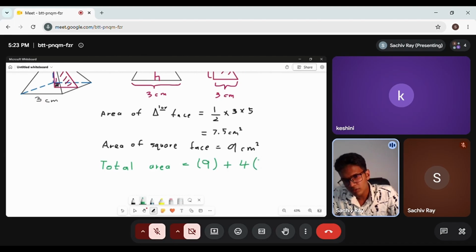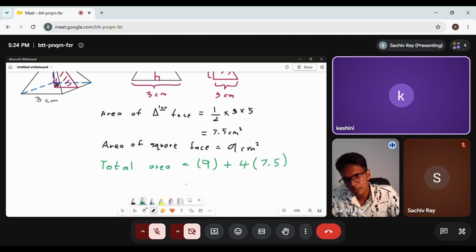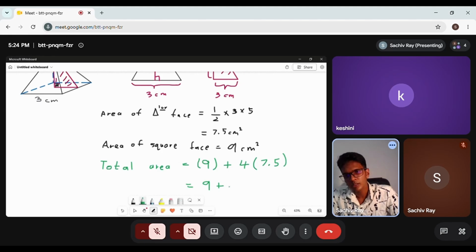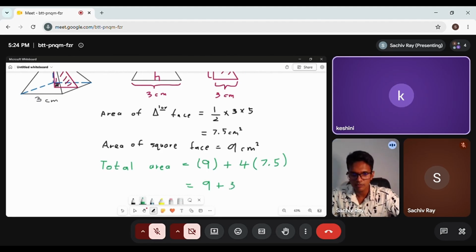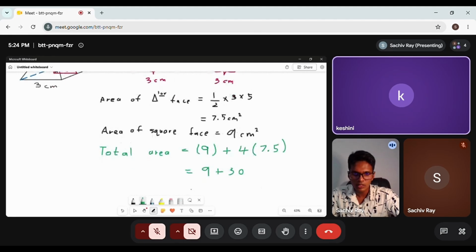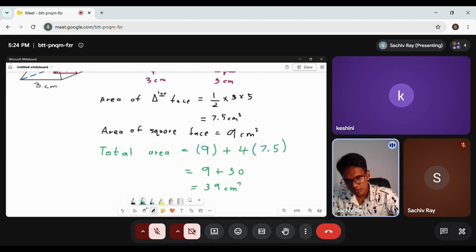So 4 times 7.5. Right? So what will be the answer? 9 plus 4 times 7.5? 30. So total area will be 39 centimeters squared. So from this we can take the formula out.